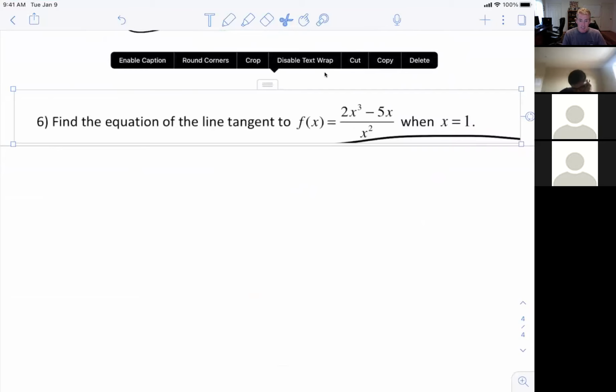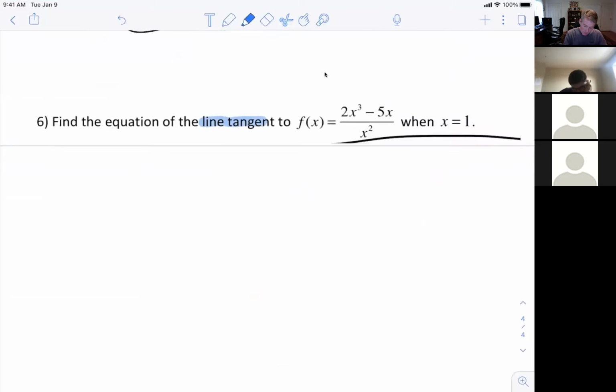Find the equation of the line tangent. So if you're going to find the equation of a line, then you need to know the slope, and you also need to know a point that it's going through. Well, for this one, it's saying x equals 1.